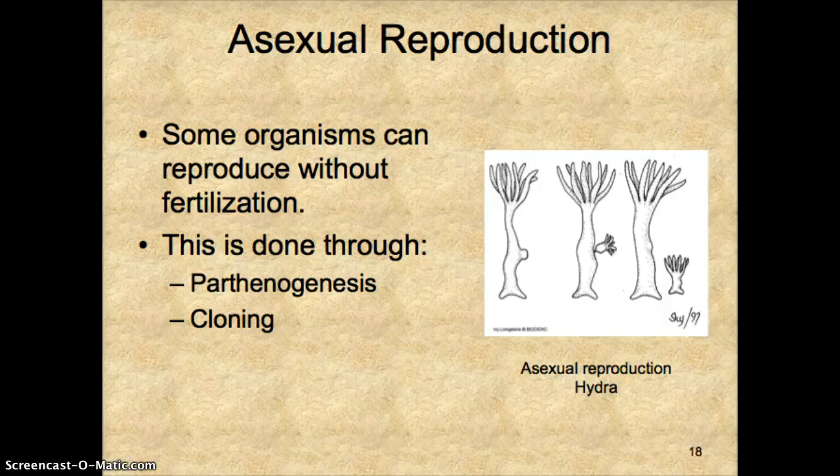In cloning, you have a thing called budding. Budding means that you grow a tiny exact copy of yourself out of your side, and when it's fully formed, it breaks off and becomes a new individual. Jellyfish will do that. Then there's fragmentation, where a part breaks off the parent, and that part grows into a brand new organism. Tapeworms do that. Starfish do that.